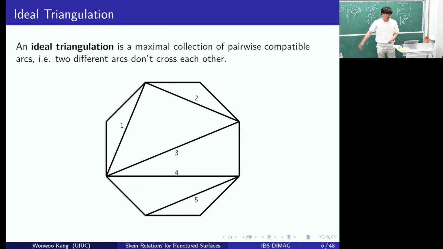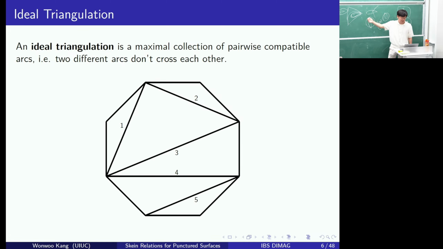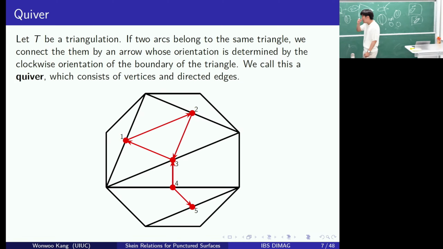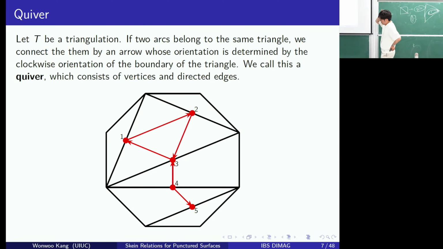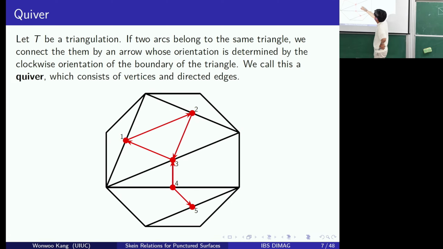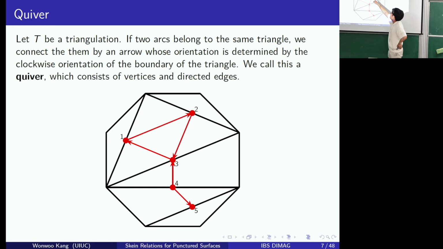So for example, in this octagon, you can have one example of an ideal triangulation. After you get the triangulation, you assign a quiver. So what is a quiver? If we have a triangle inside this triangulation, you assign the arrows clockwise.